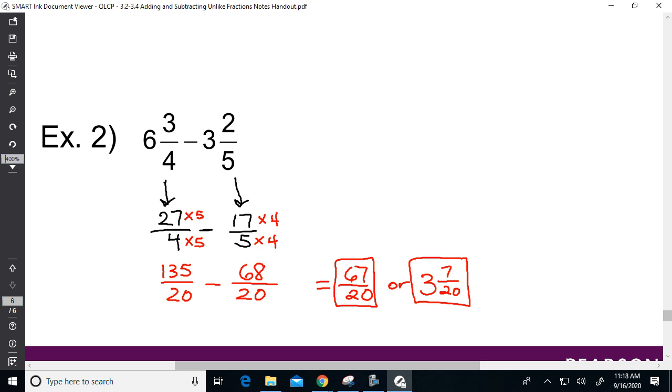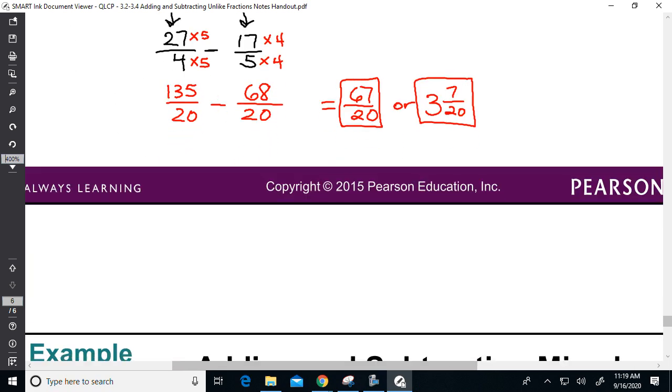Questions before we do the last example? Last example of this day. Again, just think to yourself, especially as you prepare for your unit test, the more work the problem takes, the more points the problem is probably worth.